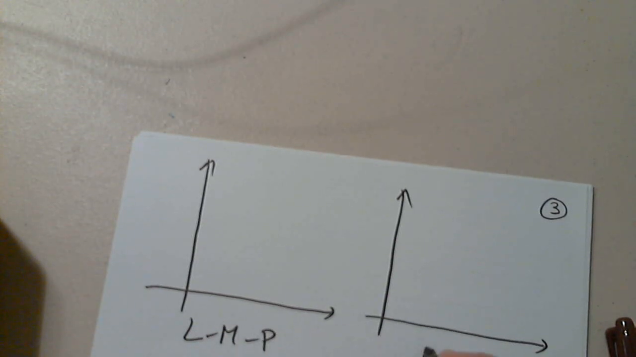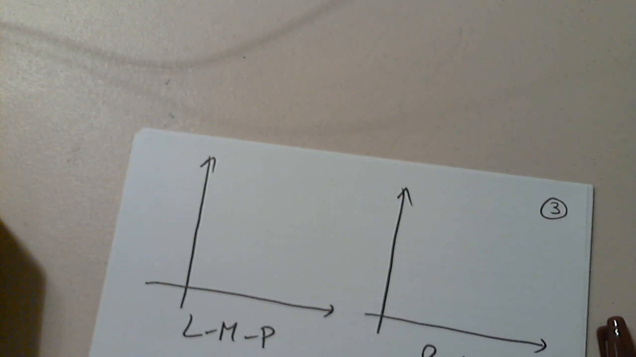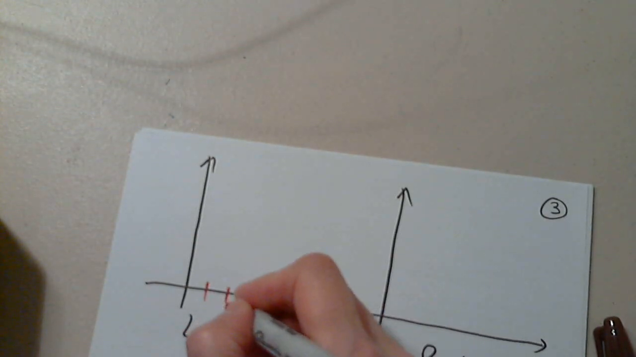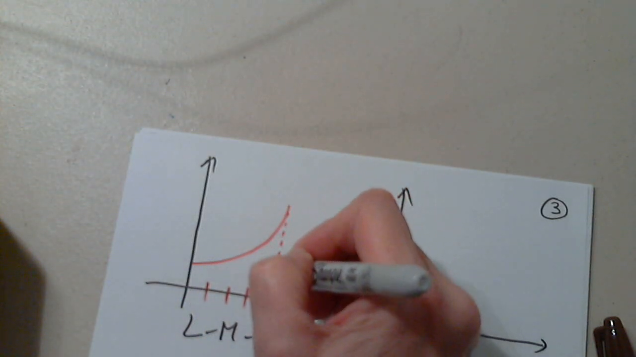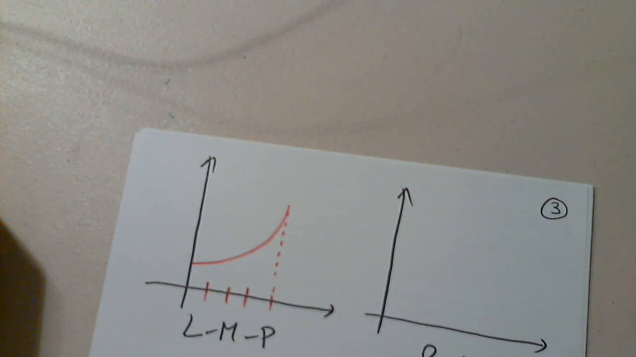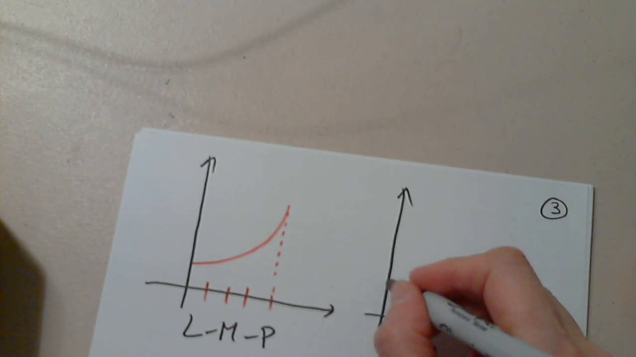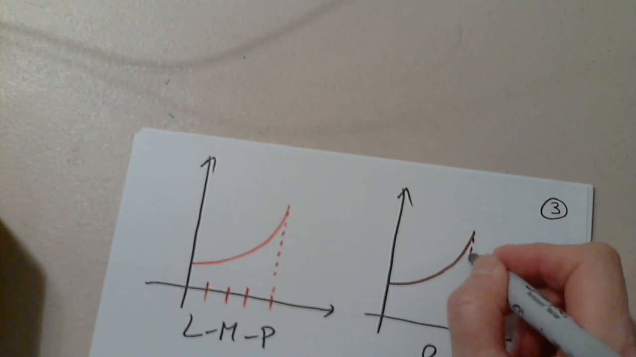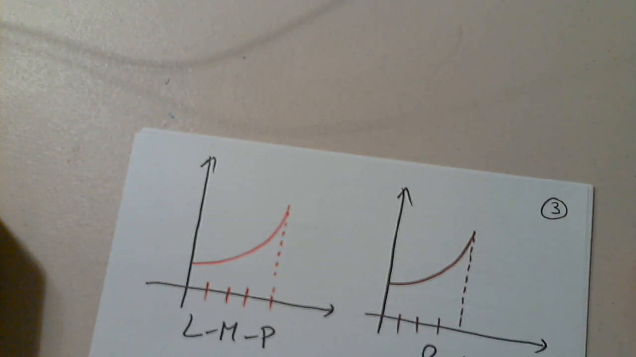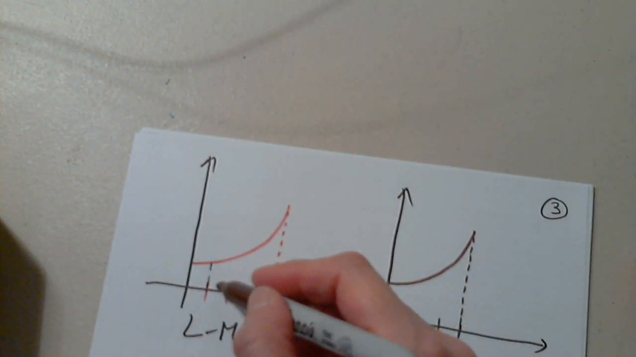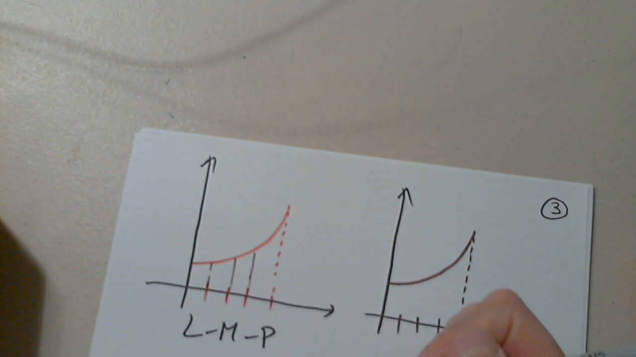Leftmost point, rightmost point. I'm graphing the same function again. 1, 2, 3, 4. Okay. Good. Leftmost point. I divvy up again into 4 equal pieces.